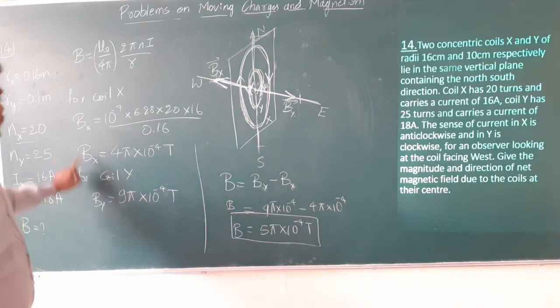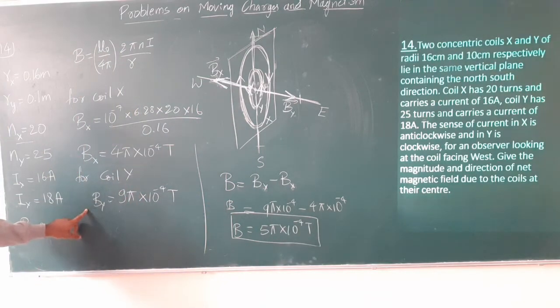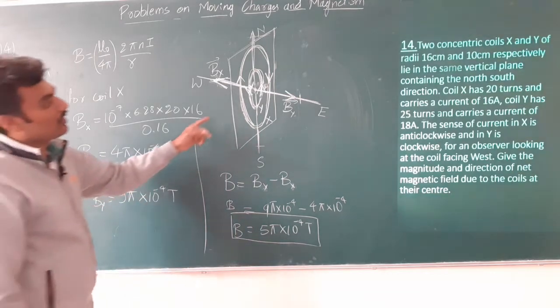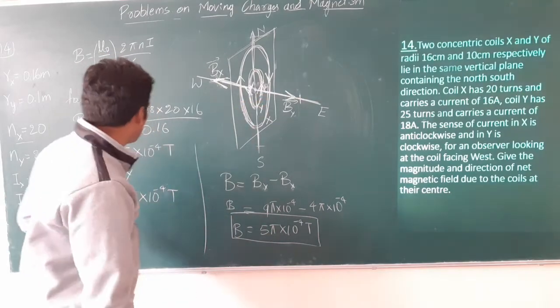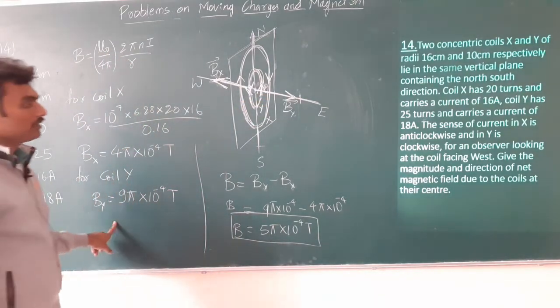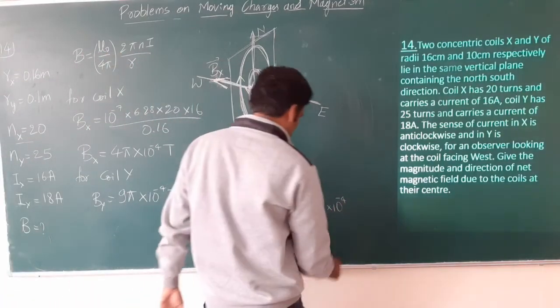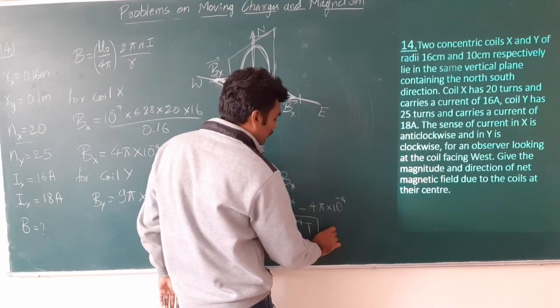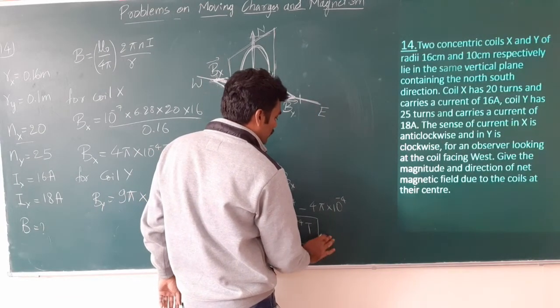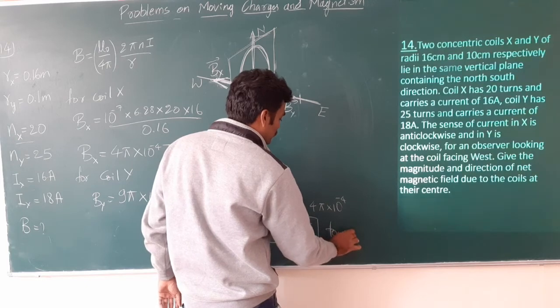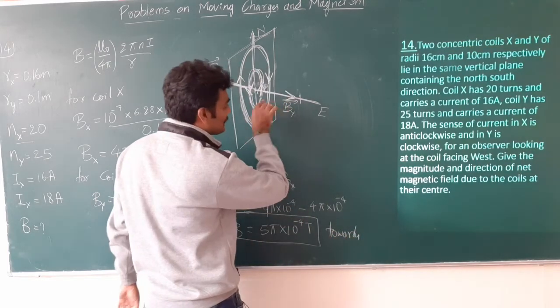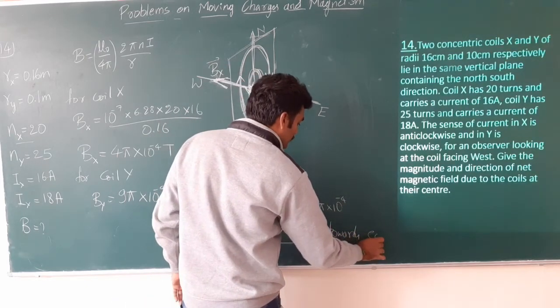Out of Bx and By, which is the dominant vector? By is the dominant one, which has the magnitude of 9 pi into 10 to the power of minus 4. And hence the resultant will also have the same direction as By, right? We all know that. So this much of magnetic field, towards what direction? Towards east, right? Towards east.